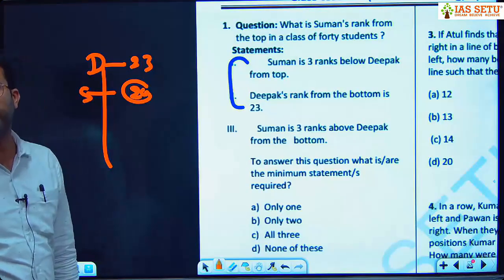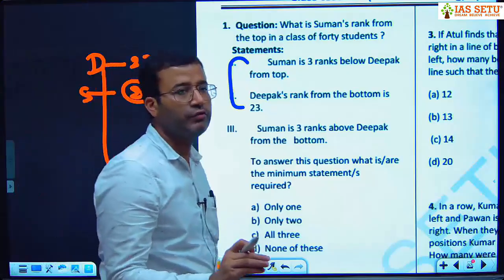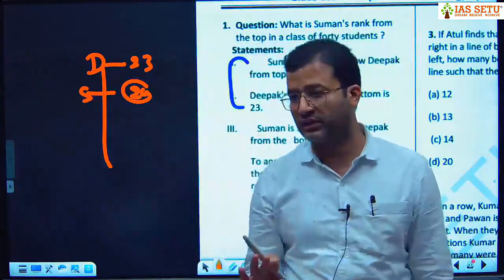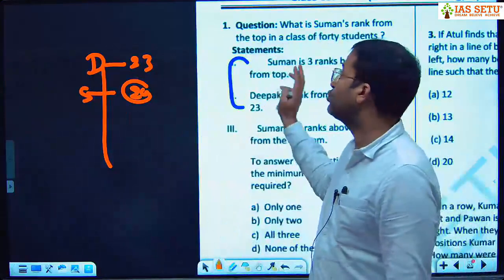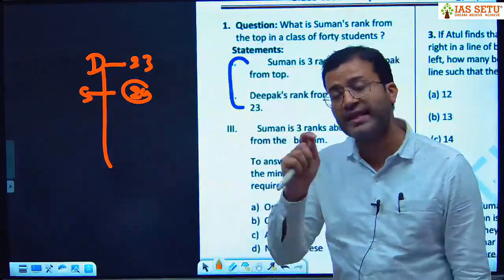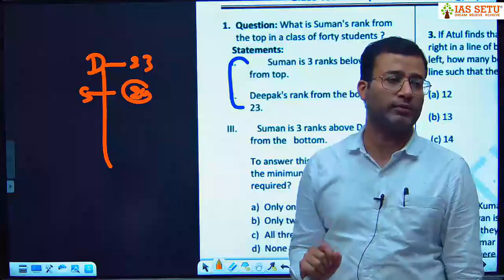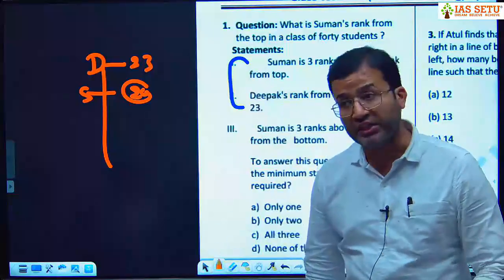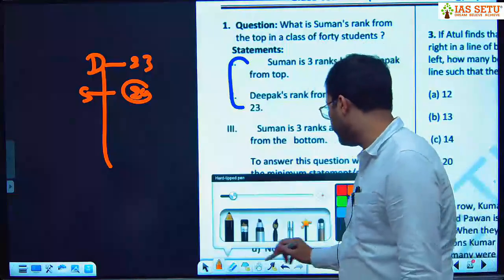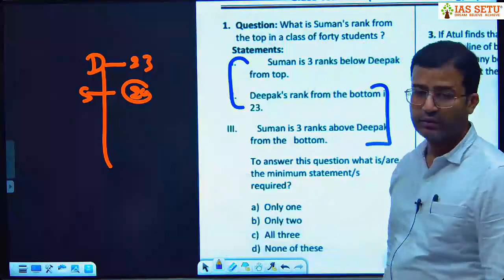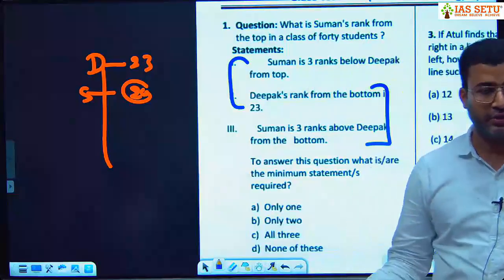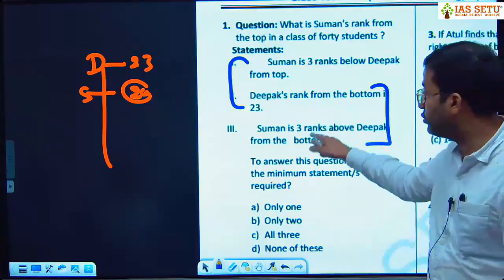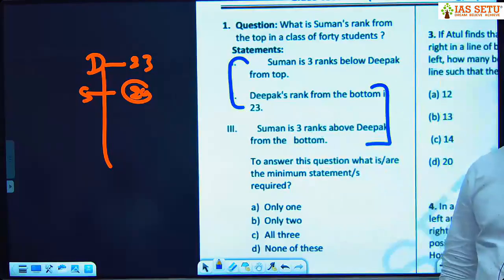The beauty of statement-based questions is that you just have to find out whether you can solve the question, yes or no. No need to find the answer. They are not asking what Suman's rank from the top is. They are just asking, can we find Suman's ranking from the top? Yes, we can find it if you use statements 1 and 2. You can find it even if you use statements 2 and 3. It's your choice. In this question, statements 1 and 2 together are sufficient. Even statements 2 and 3 are also sufficient to solve the question.